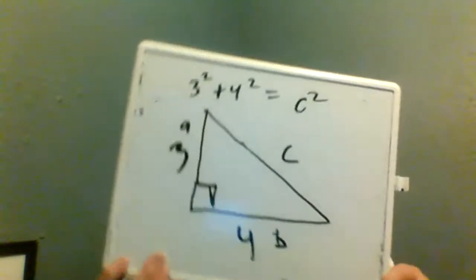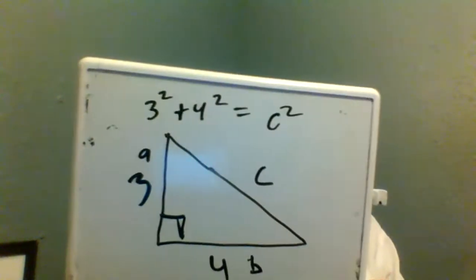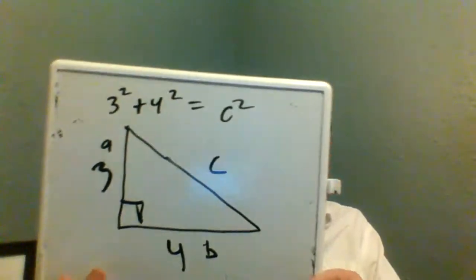So what do we do? Well, you're trying to find C, right? Well, this is how you find it. You have A squared. A squared is 3 squared. And B squared is 4 squared. And it's going to equal C squared. So we already have A squared is 3 squared, B squared is 4 squared, and C squared is what you're going to get, right?